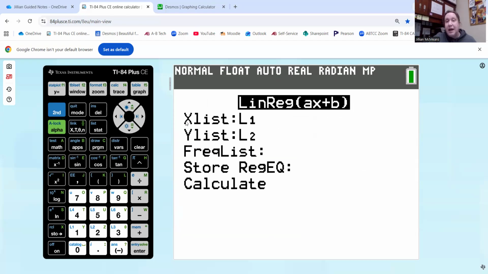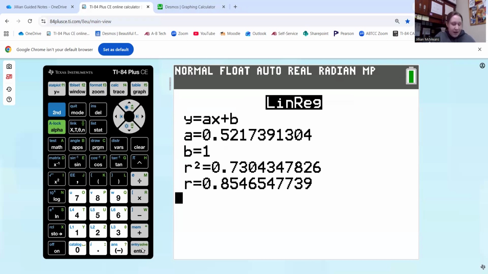And then it's just going to say, hey, are your X's in L1? Yep. Are your Y's in L2? Yep. And then just keep hitting enter until it calculates. Don't worry about the other stuff. I'm not going to test you on that. Hit enter. And it's going to do more than you need. But for us, all we're interested in right now is the R equals. Don't worry about R squared, worry about R equals 0.85.